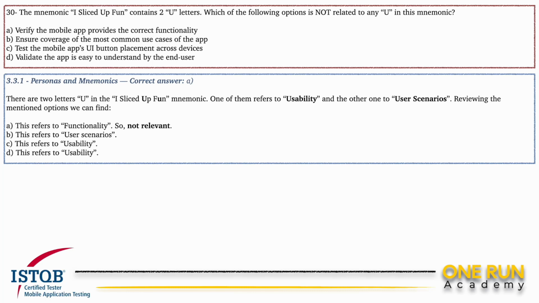That's very nice. Now, option C, test the mobile app's UI button placement across devices. I think we can relate this to usability, at least one way or another. Lastly, option D, validate the app is easy to understand by the end user. This one is perfectly aligned with the app's usability. So, the final conclusion is that option A is the only one that does not relate to usability or user scenarios, while the remaining options do. Therefore, it's safe to say that option A is the correct answer to this question.